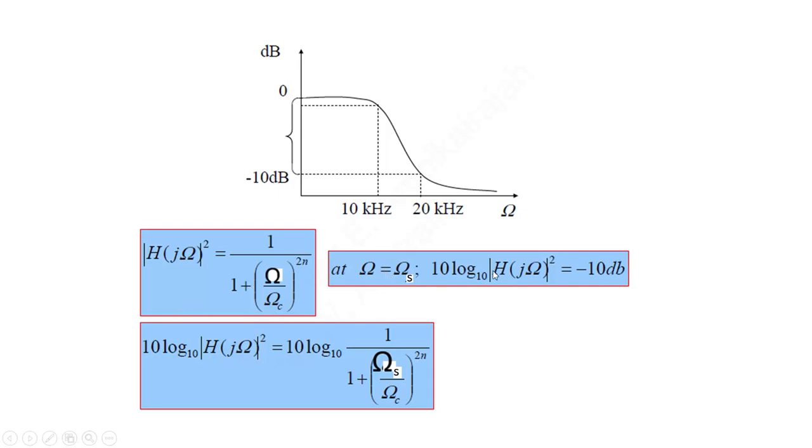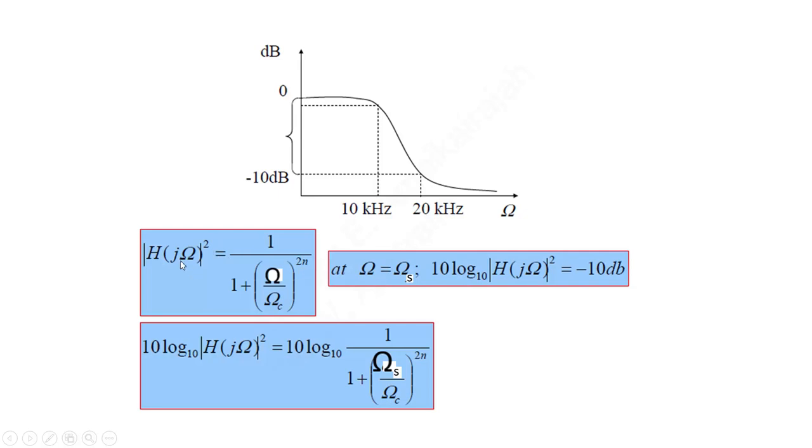Now, this is the formula of the Butterworth filter design. Capital omega is the general frequency, divided by the cutoff frequency, because this is a normalized filter. We also know that once the filter is normalized, the whole frequency axis will be divided by omega c. And |H(jω)|² is the frequency response in terms of power, because the square is there.